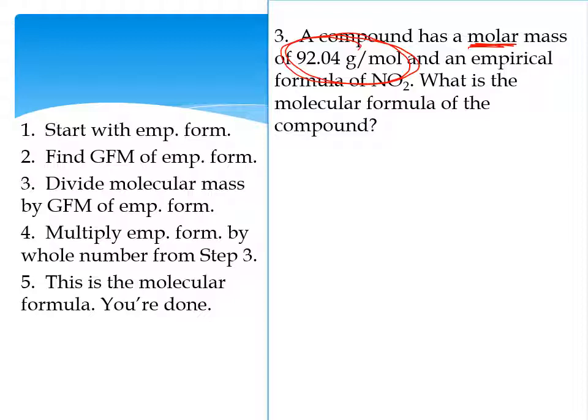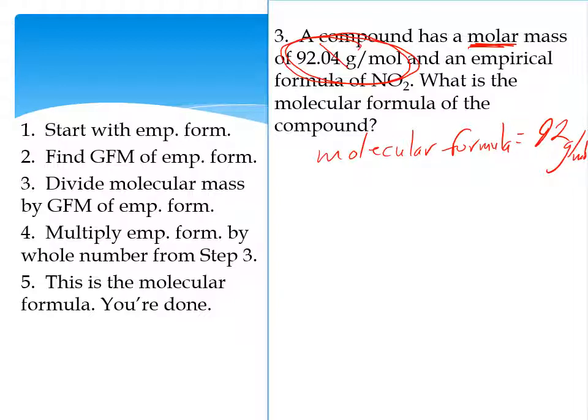That doesn't look like something that's going to be particularly helpful to us. We want to cross off those little decimals right there because we don't use numbers like that. We always round it off. So our molecular formula will weigh 92 grams per mole. We're going to simplify it to make it easier. We don't have to worry about that 0.04.